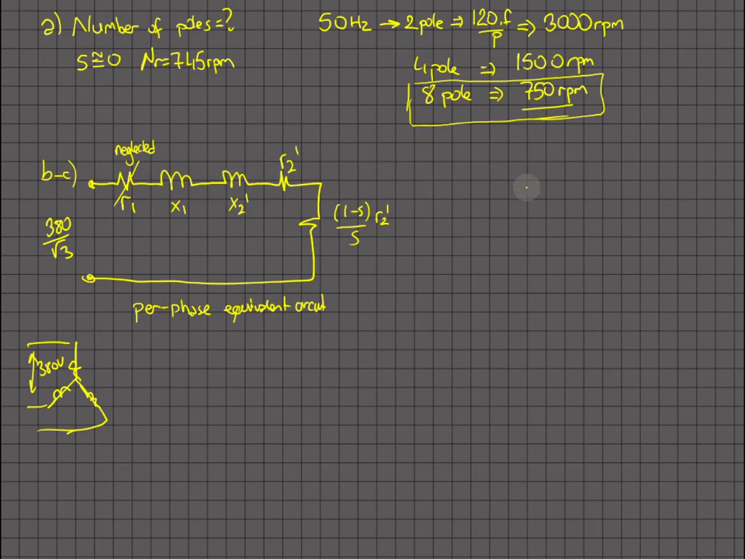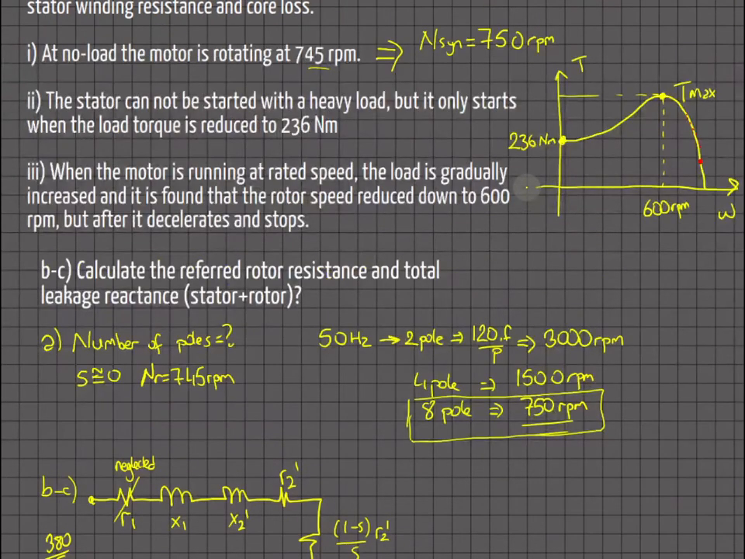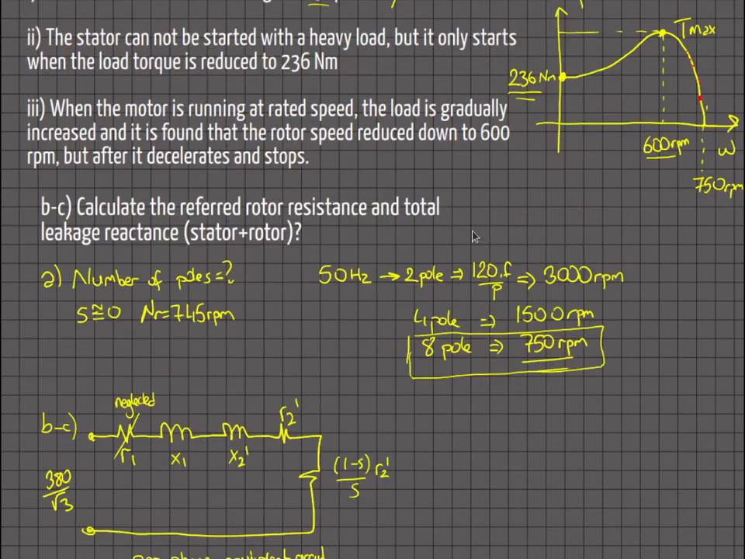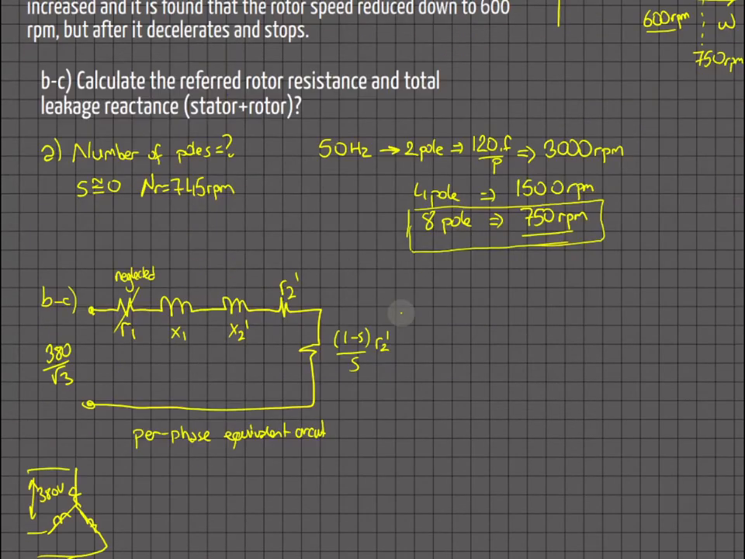So I know what information. I know the starting torque, I can use that one, and I know the point where the maximum torque is generated. And now, since it is an 8-pole machine, okay, I know the synchronous speed, it is 750 rpm. So let's try to use that information.